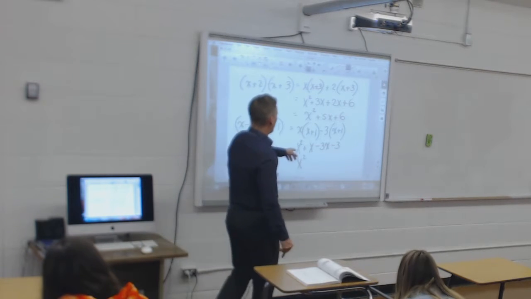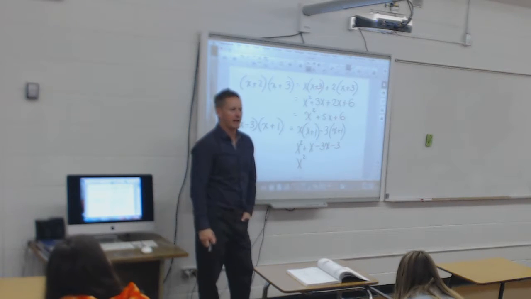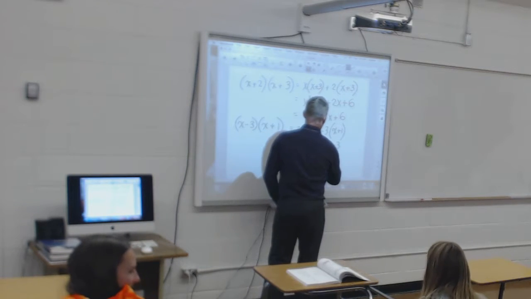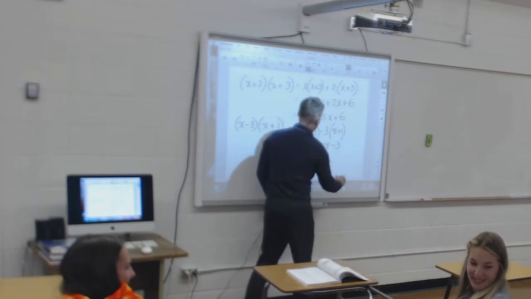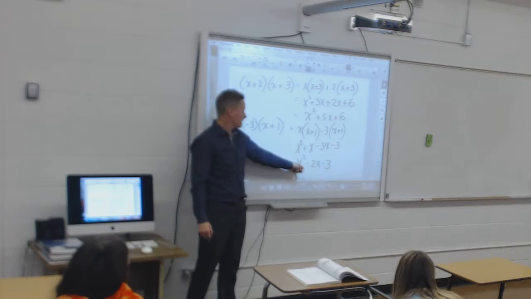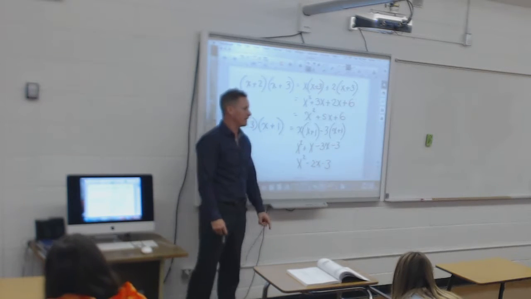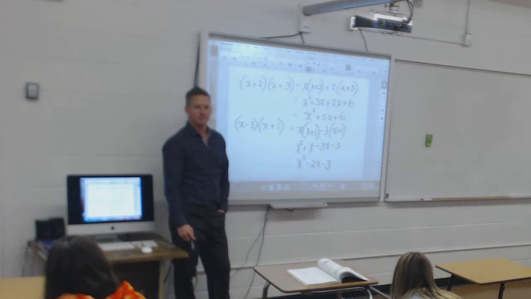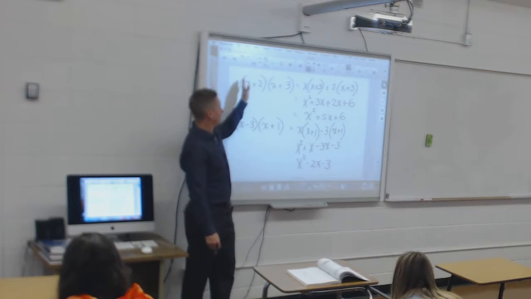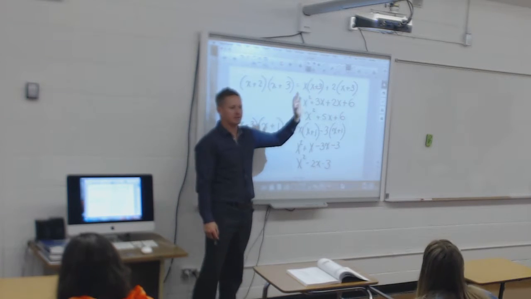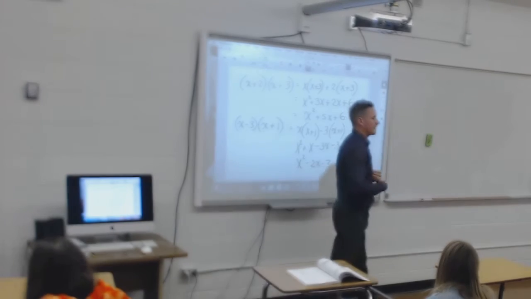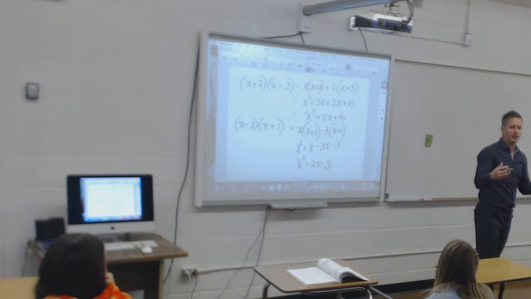X squared. I have 1x subtract 3x. What is that? Minus 2x. Subtract 3. So x minus 3 times x plus 1 is equal to x squared minus 2x subtract 3. All right? It's called the distributive property. And all I'm doing is taking everything in the first bracket and times it by the second bracket. Okay, now this method, I said I don't use this method. I do use this method when I have a binomial by a trinomial.